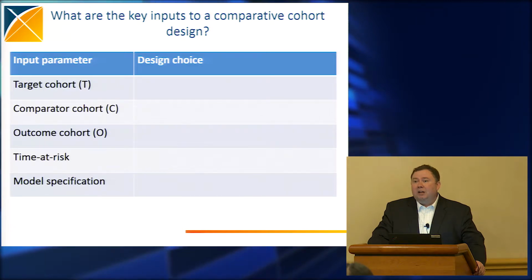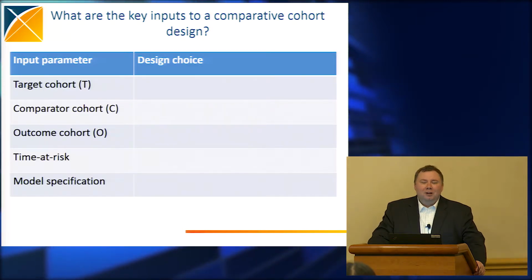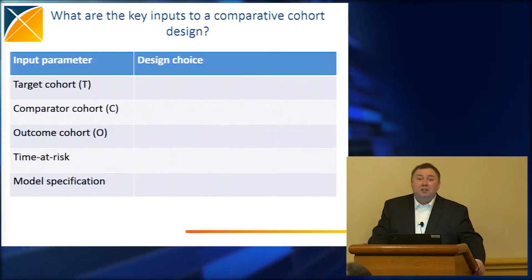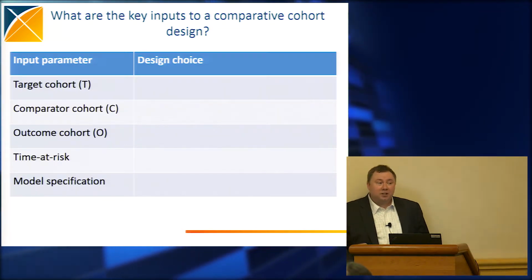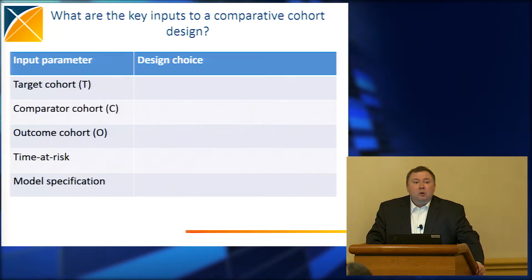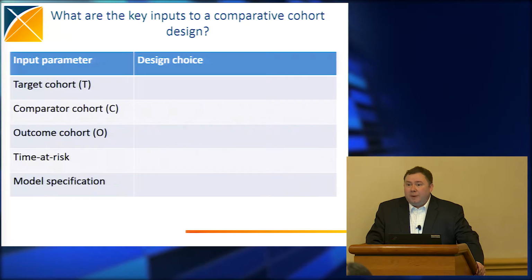So rather than thinking about, you've got a population and we're going to create some sort of indicator flag in the data of yes, no, they had the outcome. Instead, think about this as you are defining 3 different populations. With these 3 cohorts in place, you're then going to be making model specification choices.